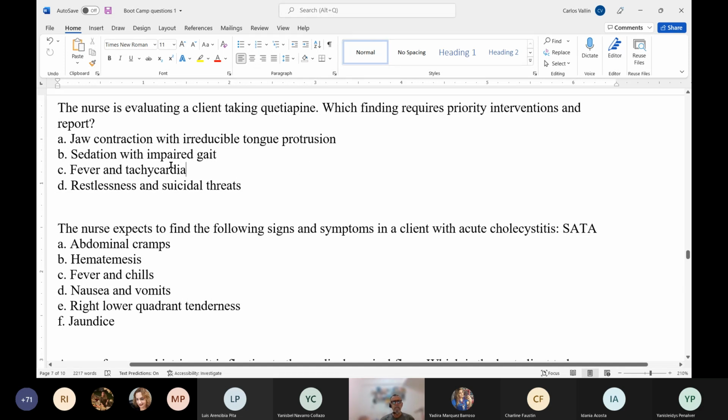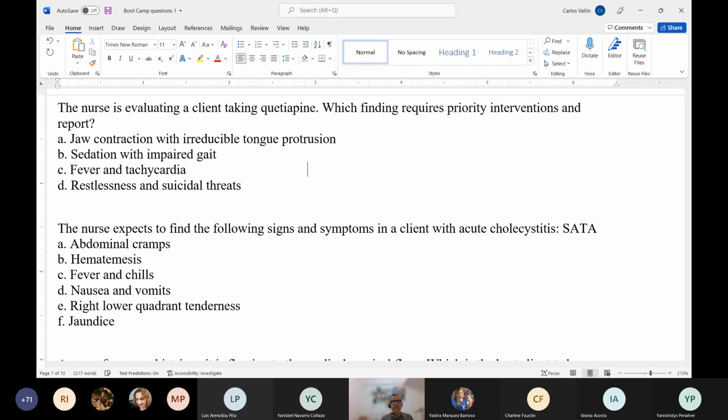Suicidal. But what? The antipsychotic medication is not causing suicidal ideation. You need to know that there is neuroleptic malignant syndrome. Exactly. This is the one that I want you to have in mind.